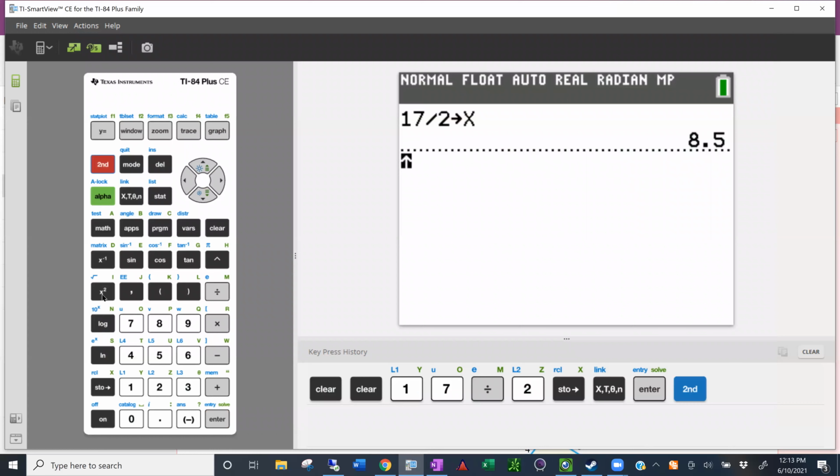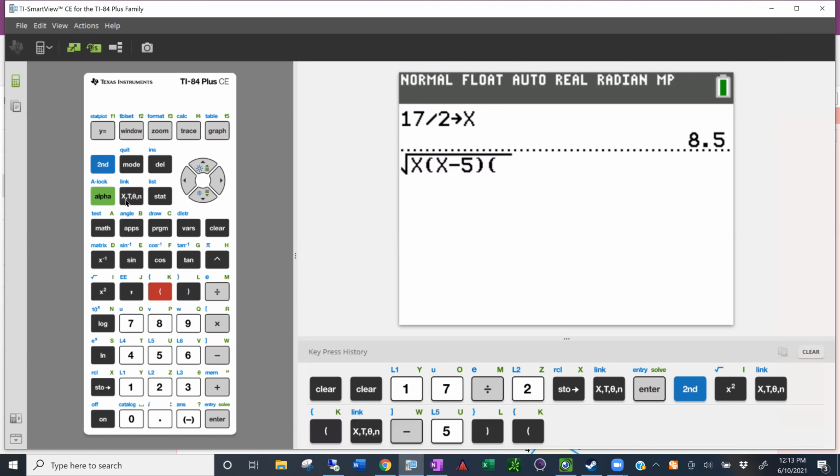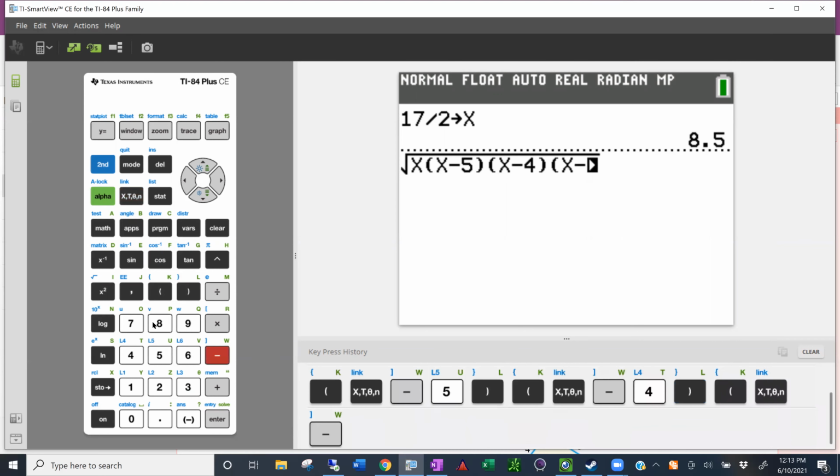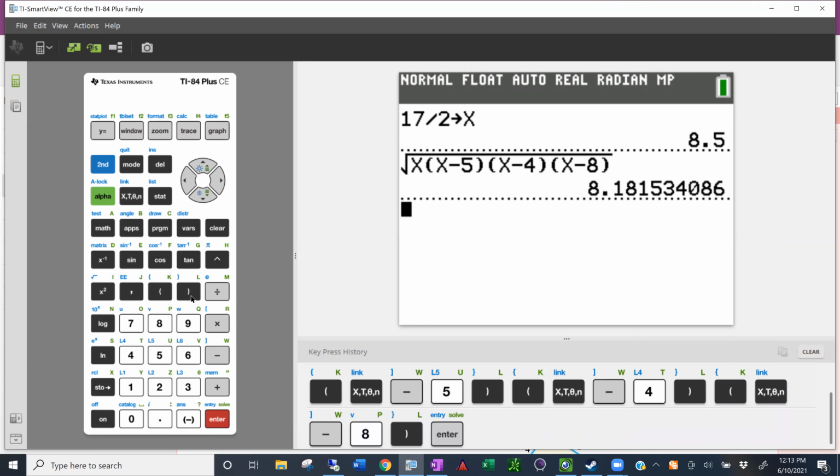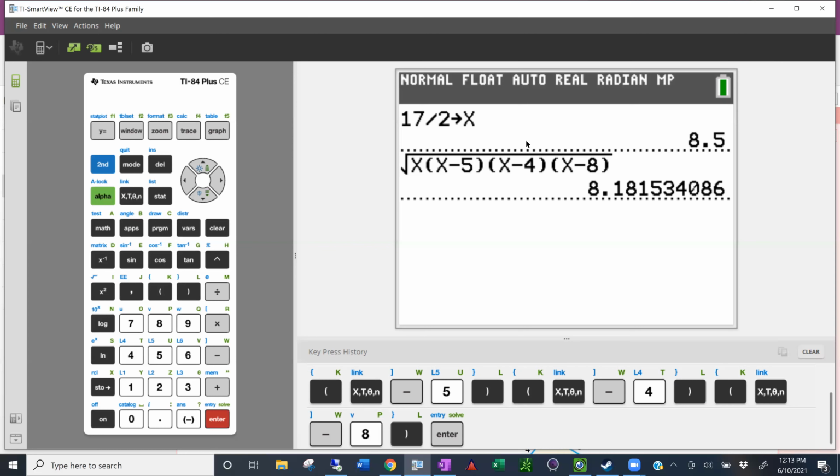We'll start out with the square root, X, and then parentheses X minus 5. Another set of parentheses, X minus 4. And finally, X minus 8. Close parenthesis and enter. Bam, that's it. That's the area. This works well for triangles if you have all 3 sides. If you have 2 sides and an included angle, then there's a different formula that we're going to use. But before I move on to that, are we okay with this?